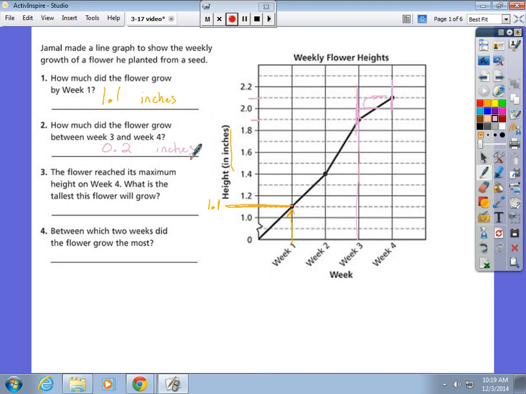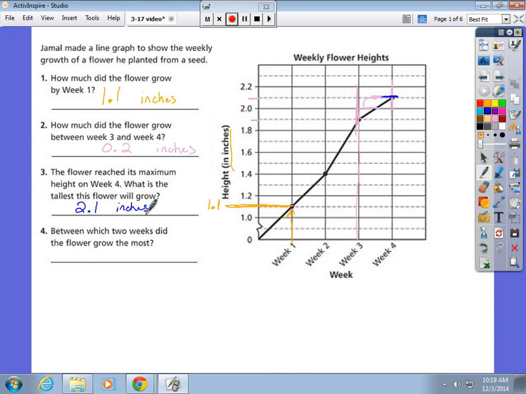Very good. Number 3, the flower reached its maximum height on week 4. What is the tallest this flower will grow? Well, looking at week 4, you go all the way up to the top right there. You see that it comes across in between the 2.0 and 2.1, or 2.2. That means it is 2 1/10 inches is its maximum growth.